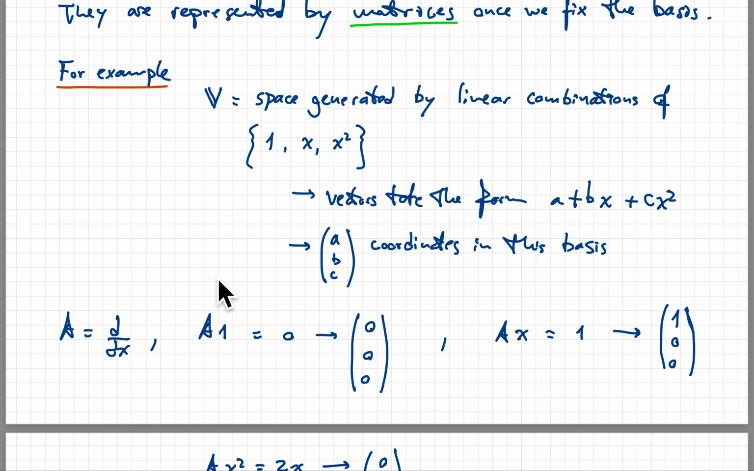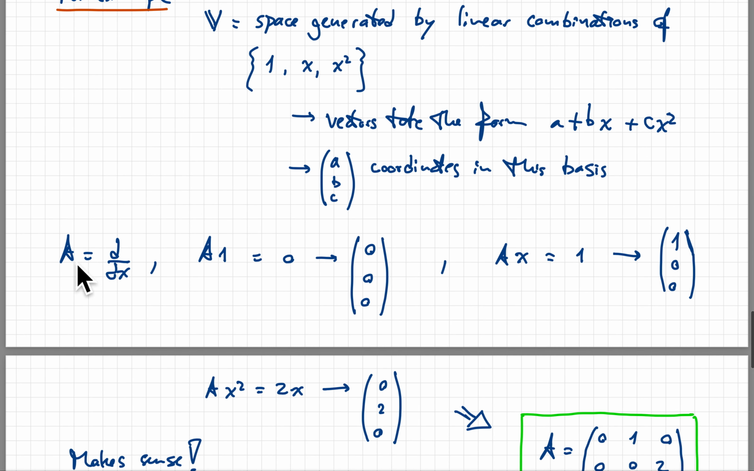Now if I apply my derivative operator to x, the next component of my basis, then I get 1. The derivative of x is 1. And so that is just a constant. There's no x dependence in the result. And so the components of that, a, b, c, are 1, 0, and 0. So that's the column vector that represents the result of applying the derivative operator to x.